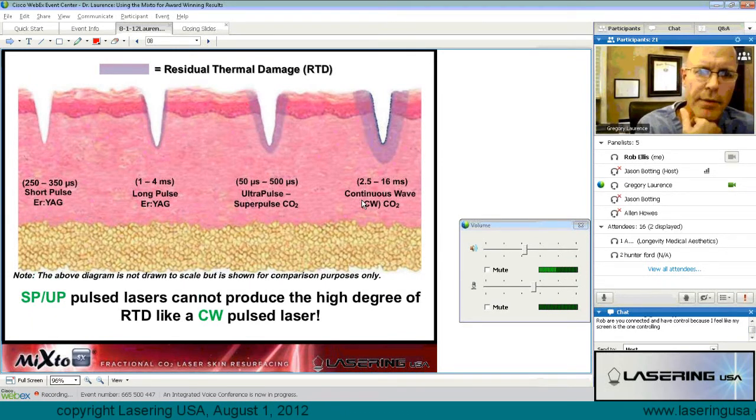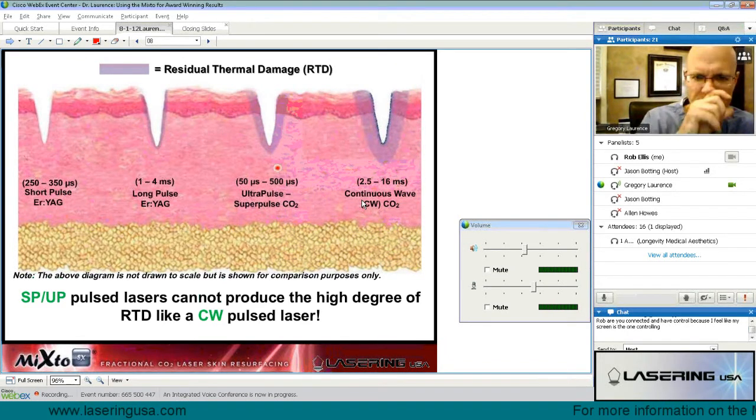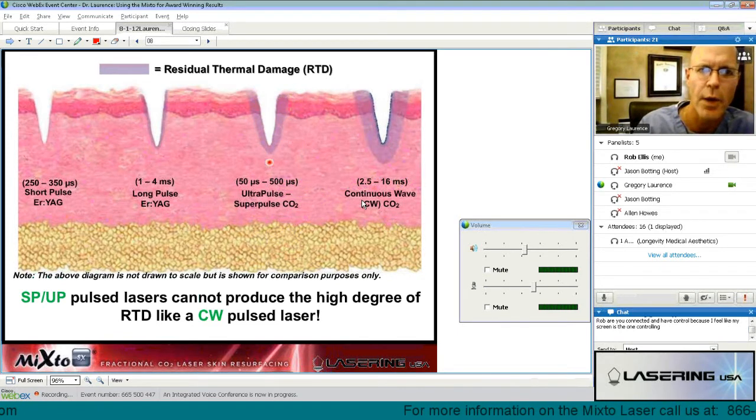Here's a good cut through of skin, kind of let you know the depth. These are not to scale, but you can see using some different energy technologies, and using CO2, what kind of different depths you can get. I guess the main point is, I'm not sure how well this demonstrates it, but superpulse technology can go a little bit deeper. There's less of a zone of coagulation, and these patients bleed because of the capillaries.